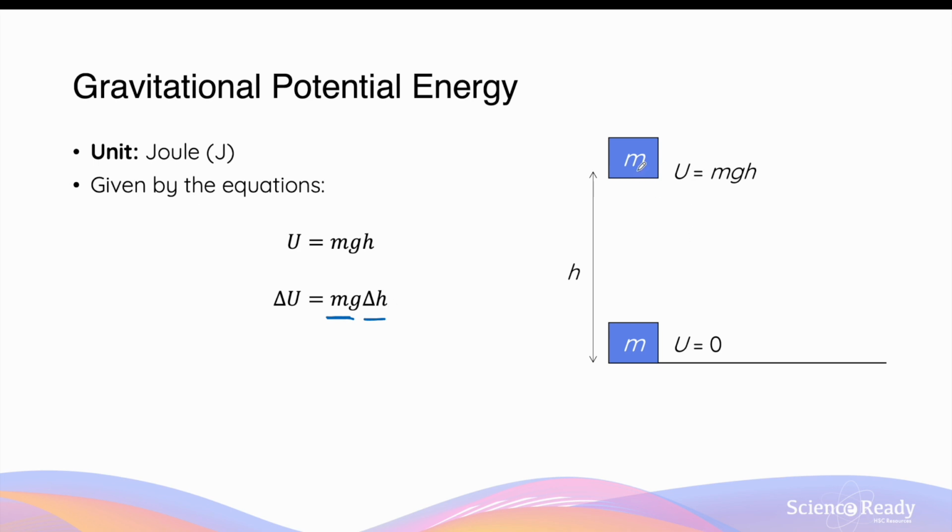When an object moves from a higher height to a lower height, this is associated with a reduction in its gravitational potential energy. Vice versa, when an object is moved to a higher position or higher height from the surface of Earth, this is associated with an increase in gravitational potential energy.